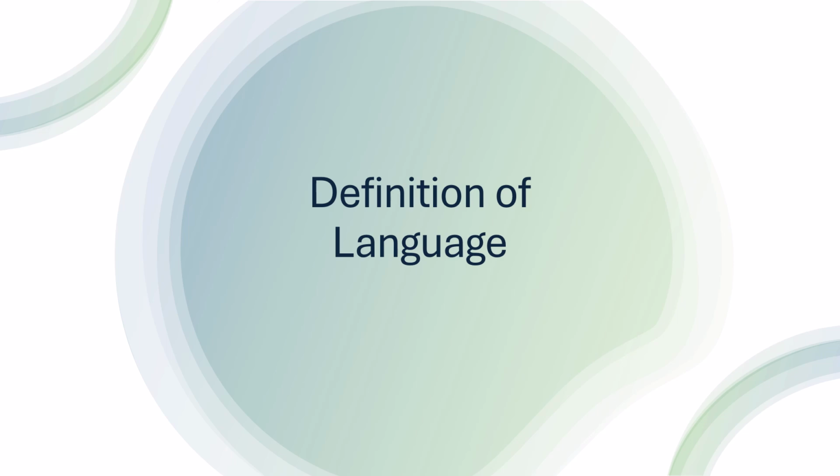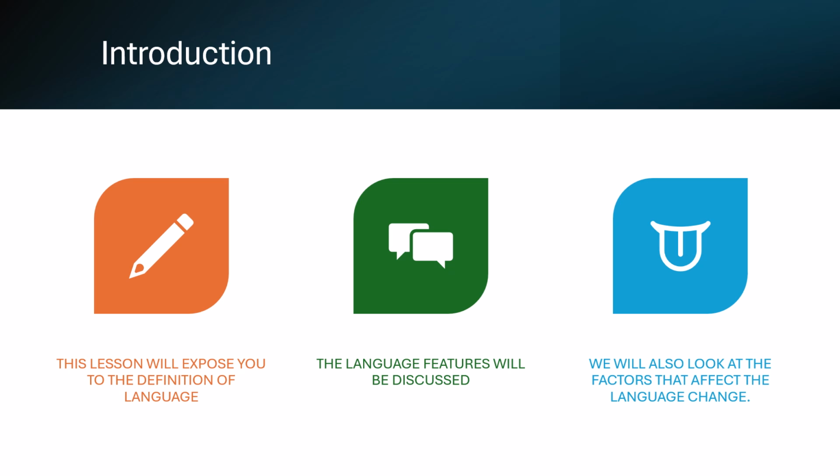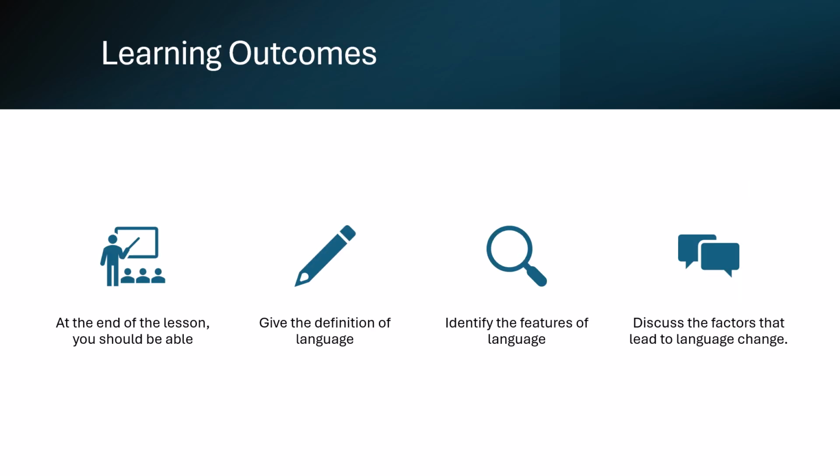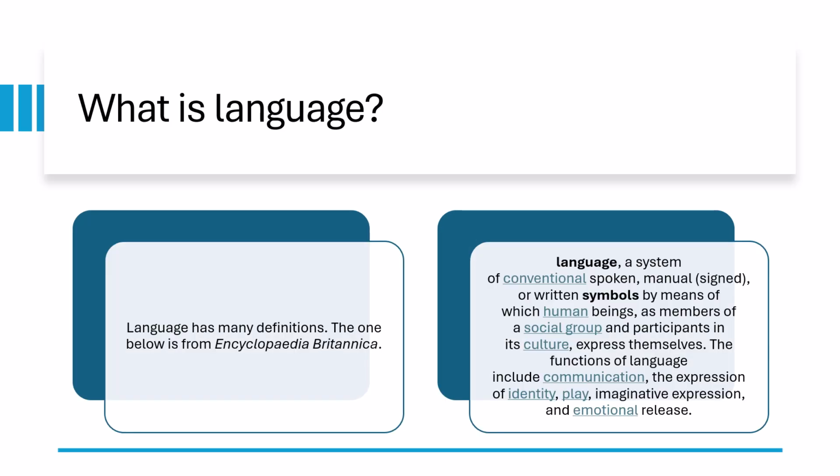So we discussed the definition of language in class, and what we expose you to is to look at language and its features, to define language and its features. So we look at its features in short, and also we look at the factors that affect the issue of language change. What are we expected to be able to do? To give a definition of language, to identify the features of language, and also discuss the factors that lead to language change.